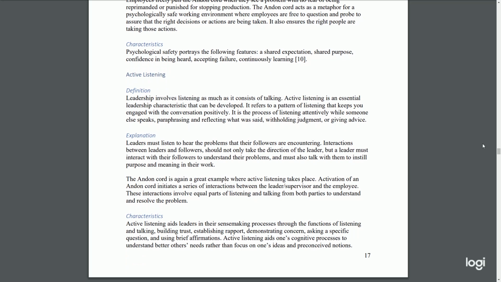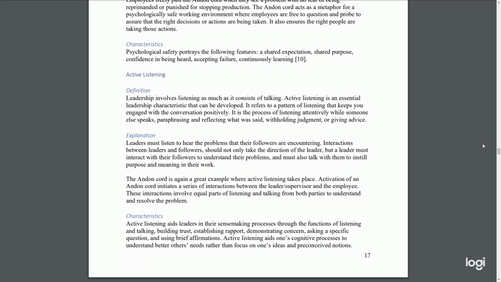work. The andon cord is again a great example of where active listening takes place. Activation of an andon cord initiates a series of interactions between the leader or supervisor and the employee. These interactions involve equal parts of listening and talking from both parties to understand and resolve the problem.